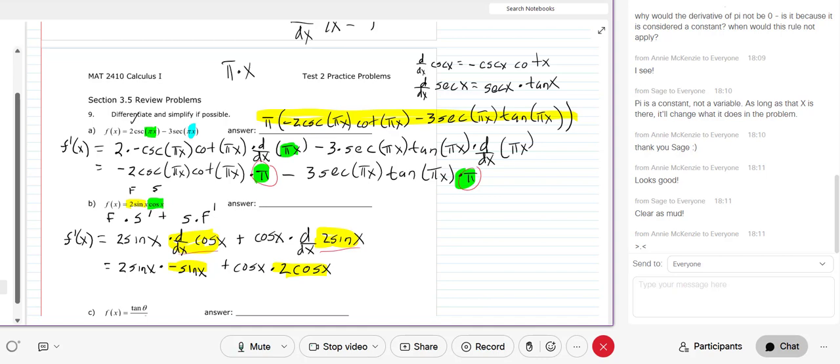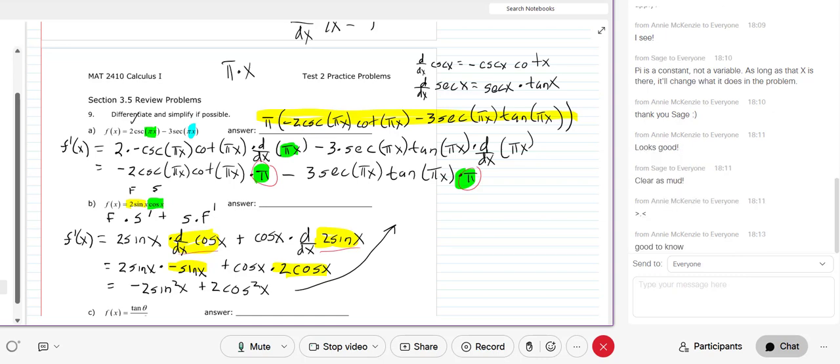Then you could write this as negative 2 sine squared x plus 2 cosine squared x, like that. Now, is that enough to get full credit? Yeah, it really is. If you left the answer that way, that's fine. There's nothing wrong with leaving the answer that way. Now, I'm going to go ahead and write it this way, and there's a reason why I'm going to do this. I'm going to write 2 cosine squared x minus 2 sine squared x.